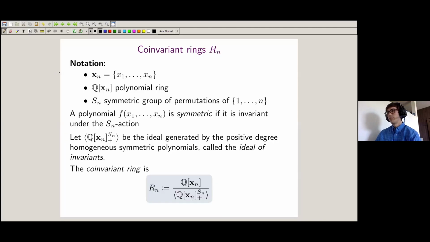So what is the coinvariant ring? A little bit of notation. X sub n will be a set of commuting variables, x1 through xn. Q bracket xn is the polynomial ring in those variables. And Sn is the symmetric group of permutations of the letters 1 through n. And we'll say that a polynomial is symmetric if it's invariant under that Sn action, permuting the variables. And we'll let the symbol denote the ideal generated by all positive degree homogeneous symmetric polynomials. It's called the ideal of invariants. And the corresponding quotient ring is called the coinvariant ring. And we'll denote that by Rn. So modding out by all of the positive degree homogeneous symmetric polynomials.